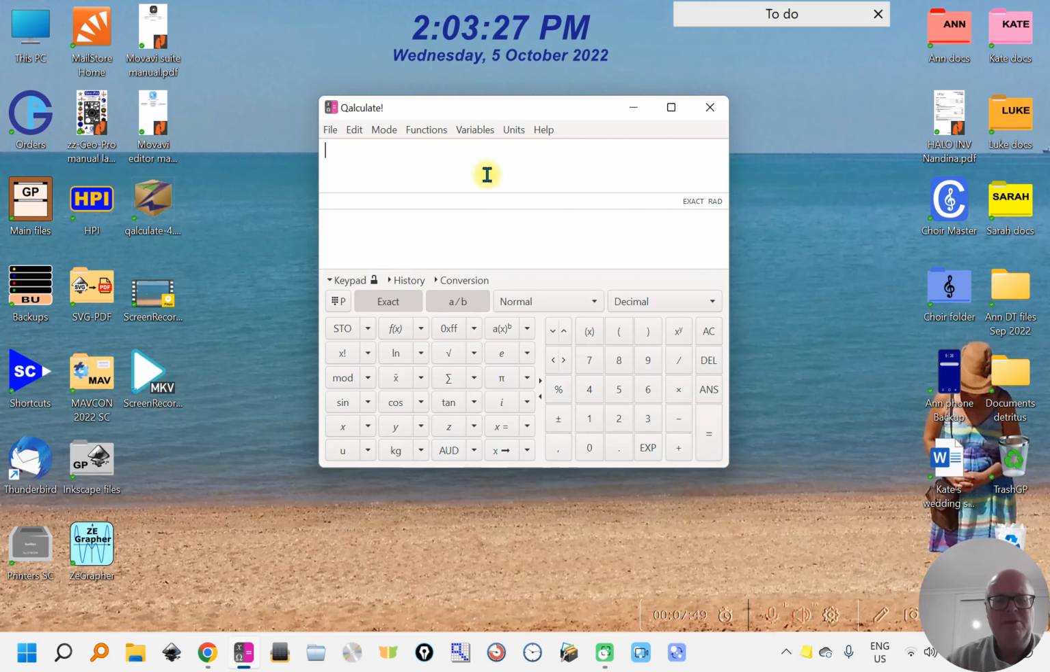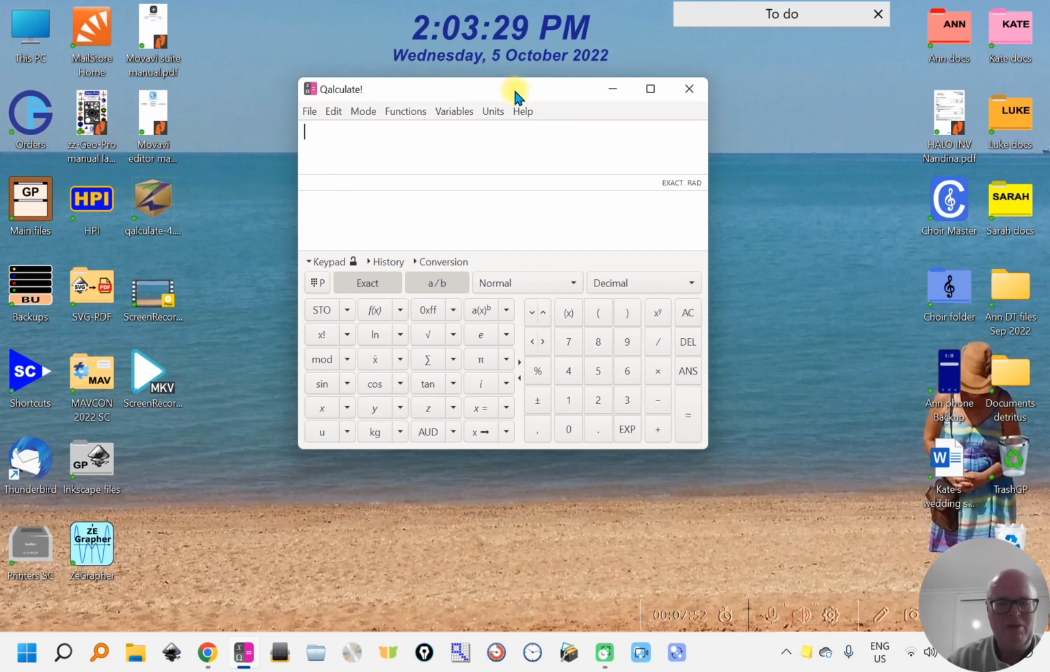Got to play around with it, but it's certainly a better calculator than the stock Windows calculator, and I recommend this very highly.